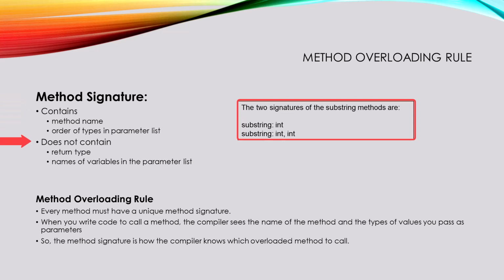Notice that the signature does not contain the return type or the names of the variables in the parameter list, just their types. With that definition, we can limit method overloading to ensure that the compiler knows which method we are trying to call. Our rule is that every method must have a unique method signature. When the compiler sees a call on an overloaded method, it sees the name of the method and the types of the arguments we're passing in. It matches those to the signature of exactly one method, since signatures must be unique, and that's the method it knows that you want to call.